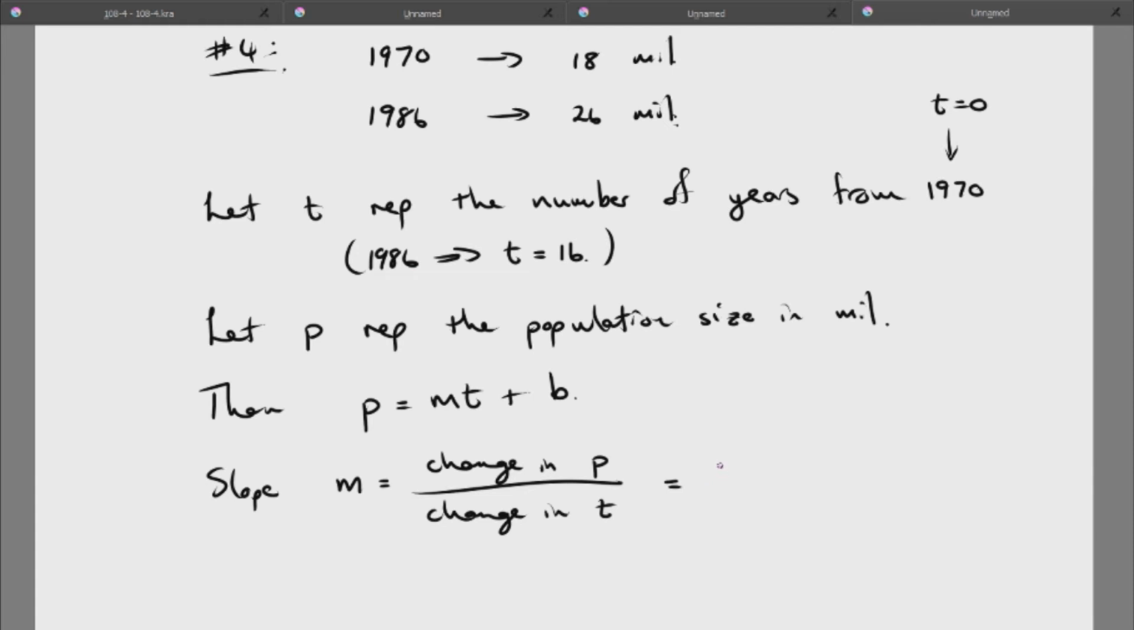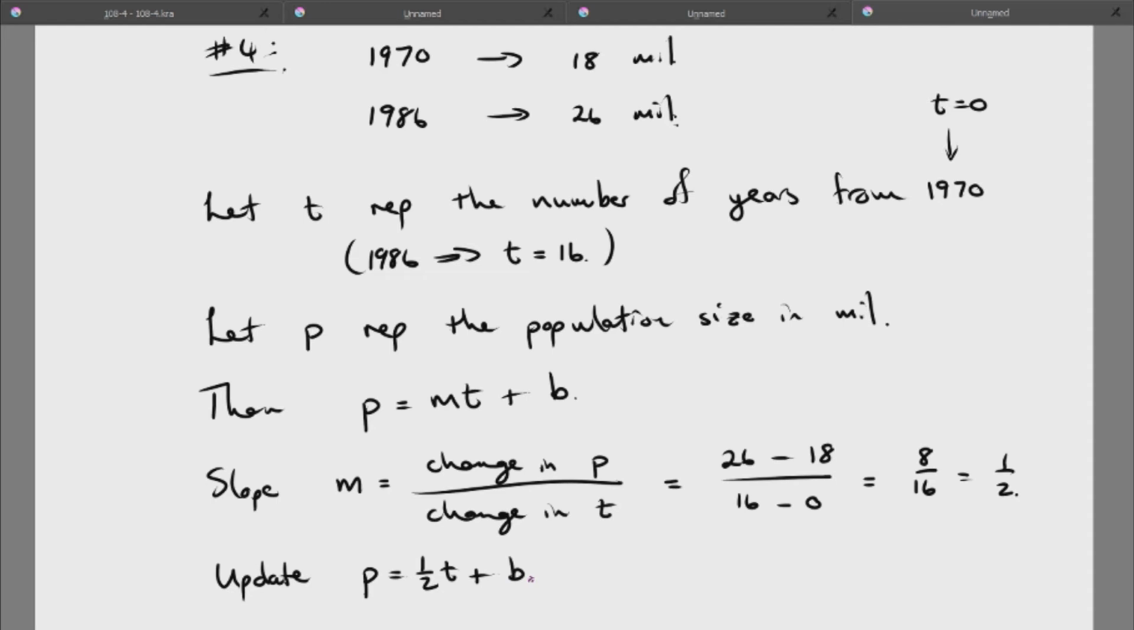So I'm looking for the change in the population size, 18 to 26. So it's 26 minus 18. Change in time would be 16 minus 0. Or you get the same difference if you subtract the years, but technically that is not the t value. So I get 8 over 16, oh, very nice, 1/2. That's nice. Easy to work with. So I'll update to p equals 1/2 t plus b.